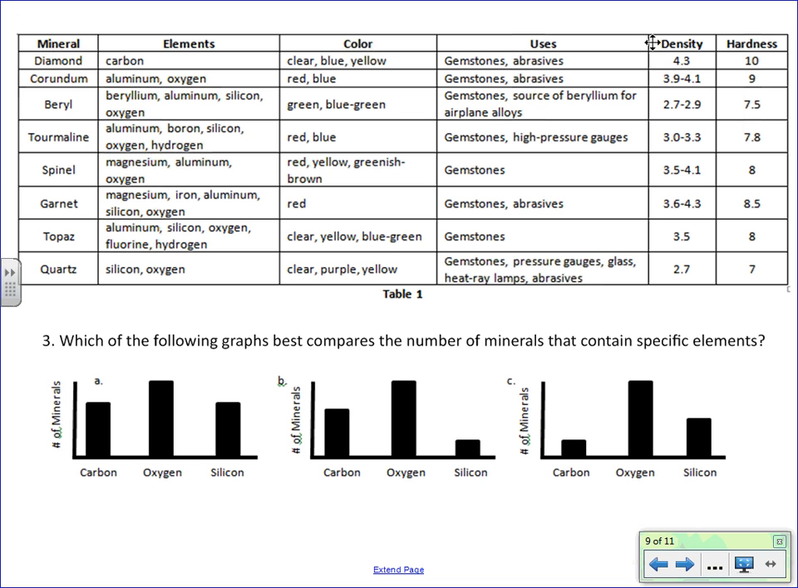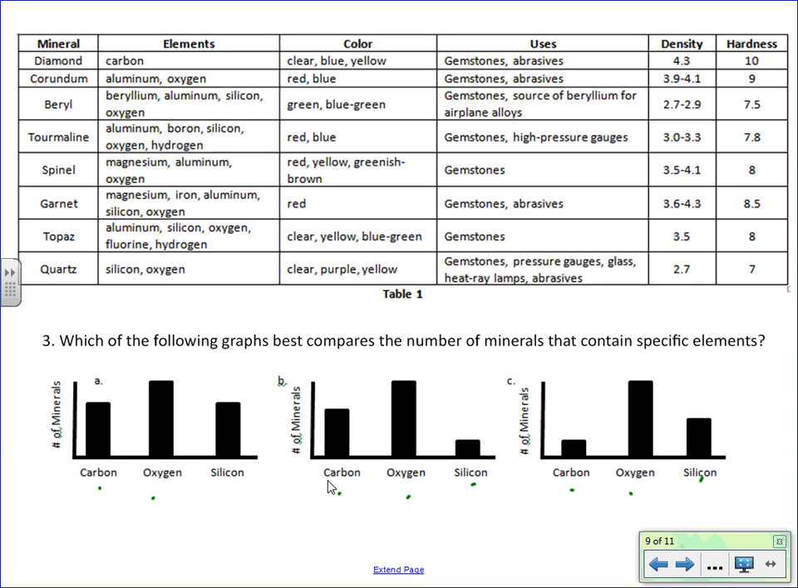If you are pressing play at this point, that means you are ready to go through and check the last 2 questions, questions 3 and 4. Question 3 says, which of the following graphs best compares the number of minerals that contain specific elements? The nice thing about this question is all 3 graphs are comparing the same thing. It's always carbon, oxygen, silicon.